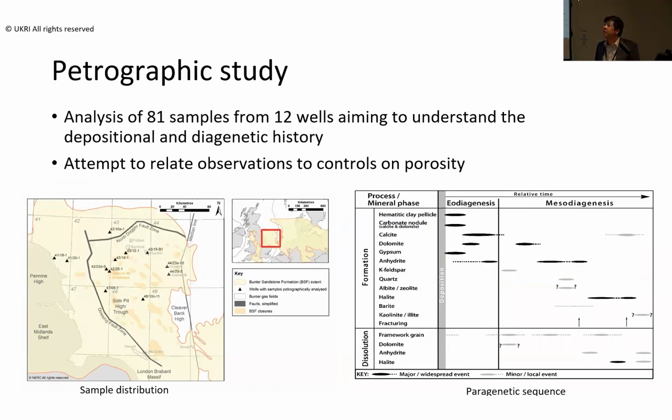To complement that, we've undertaken a petrographic study, which is a bit of a shotgun approach, really. You can see the little black triangles there showing the distribution of the wells that we sampled. So we've got 81 samples from 12 wells, which is quite a nice distribution. However, we're sort of missing that really tight resolution in the vertical sense through this kind of almost random sample distribution. But the aim of this study was to look at the depositional and diagenetic history of our system and to attempt to relate our observations to controls on porosity.